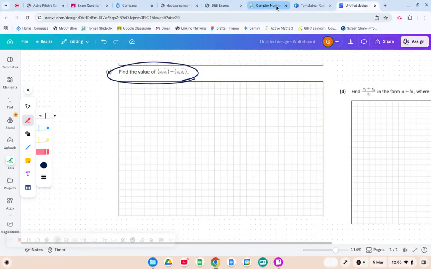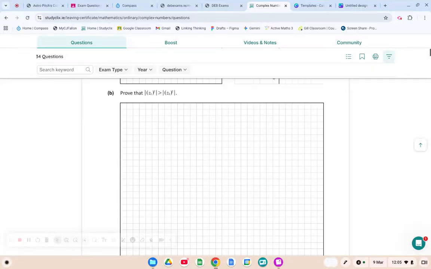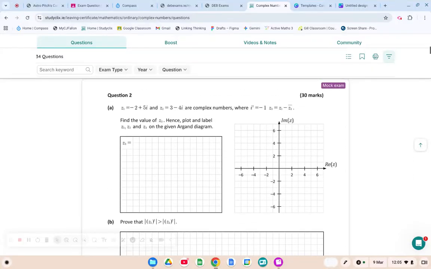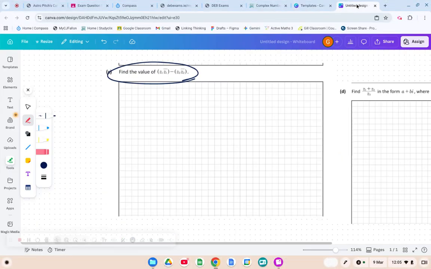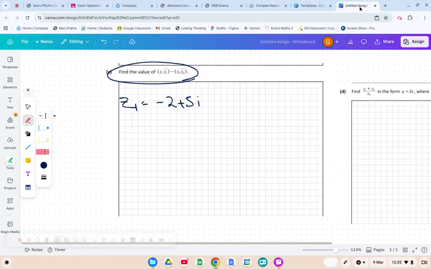I have to pop back here to remind myself what Z1 was. Z1 was this one, minus 2 plus 5i. So Z1 equals minus 2 plus 5i, and Z2 was, if I recall, 3 minus 4i. So Z2 was equal to 3 minus 4i.